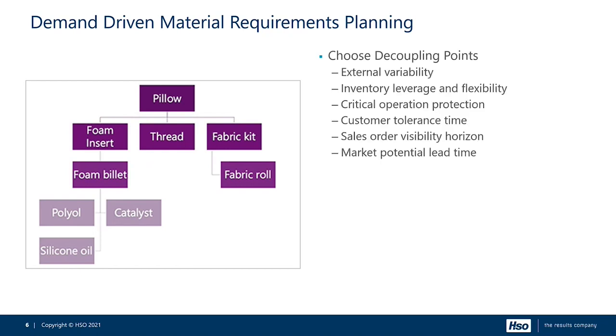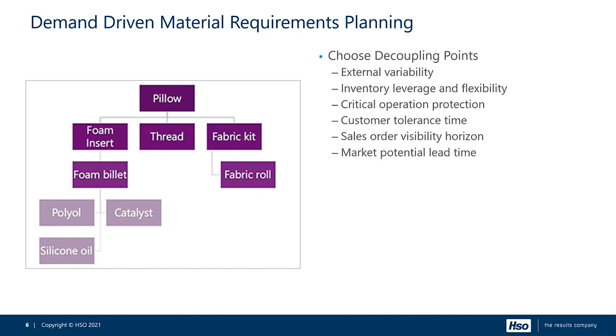We're going to consider a few things, like the external variability of our supply. What are our lead times? How likely are we to get the things we're asking for on time? And then inventory leverage and flexibility. For example, on this foam billet, is that used for other things? Is it just used in this pillow, or is it lots of things that we manufacture, such as bits of sofas, things like that? Are there any critical operation protections? So you might find that you've only got one machine that makes the thread, something like that. So it's a critical operation. If that machine goes down, you don't have any other options. So you may decide to isolate that as a decoupling point.